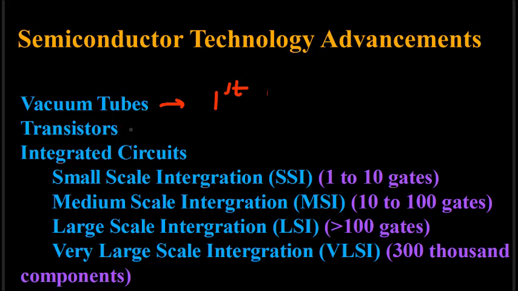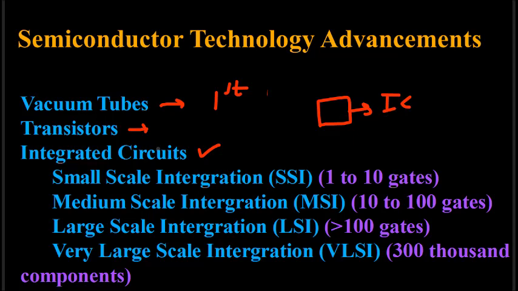So the new computers were built using transistors. I think around 1960 the first computer was made using transistors. The advantage was that the size of the computer became small, and they required less power. Then after a few years, we had integrated circuits. With integrated circuits, the entire circuit components were grouped in a small chip, which is called an IC, integrated circuit.